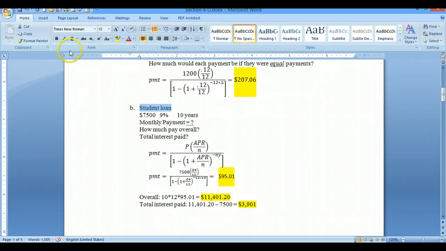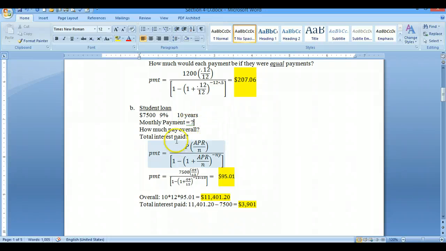Let's suppose you have a student loan of $7,500 with an APR of 9%, and the loan is for 10 years. How much will your monthly payment be? How much will you pay overall? And how much will you pay in total interest?